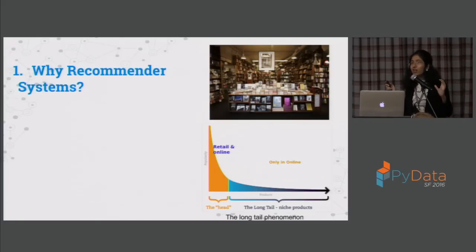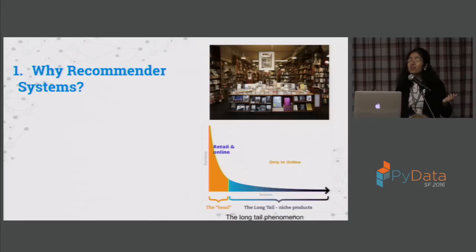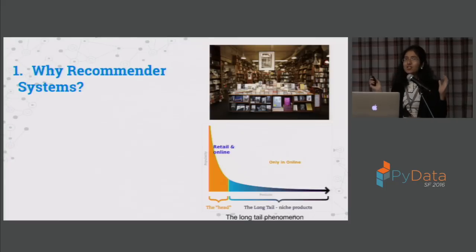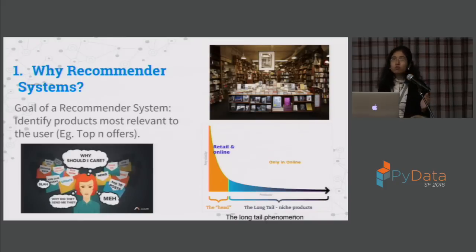So we need some system which tells us that these will be relevant items for you to look at, as compared to just bombarding the users with so many choices. The goal of a recommender system is to identify products which are most relevant to the user. For example, top 10 promotions, top 10 news articles.